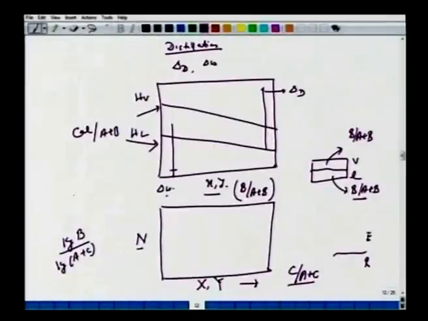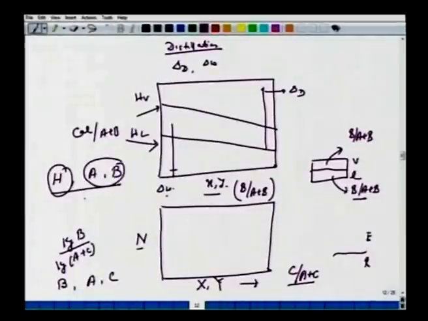So look at this, we have three quantities here: enthalpy H, and A and B. One can make an analogy, we have B and we have A and C. So H is the enthalpy of the streams, the liquid phase and the vapor phase, over A plus B.